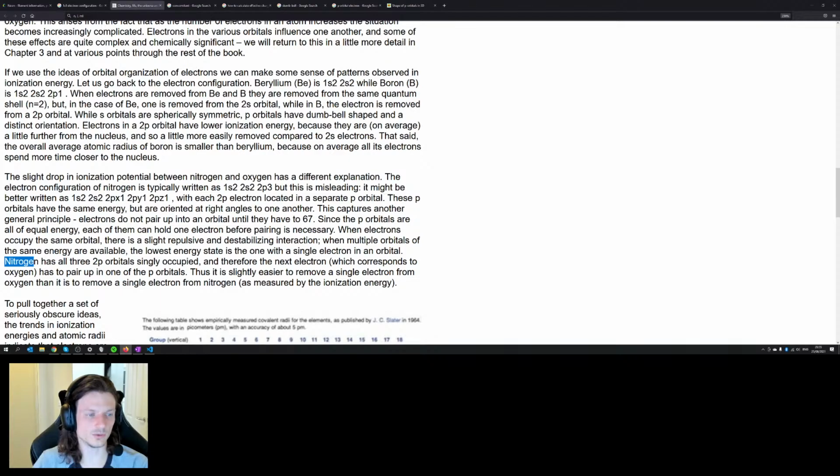Nitrogen has all three 2p orbitals singly occupied, and therefore the next electron, which corresponds to oxygen, has to pair up in one of the p orbitals. Thus, it is slightly easier to remove a single electron from oxygen than it is to remove a single electron from nitrogen, as measured by the ionization energy.